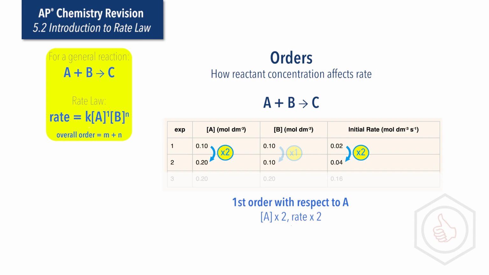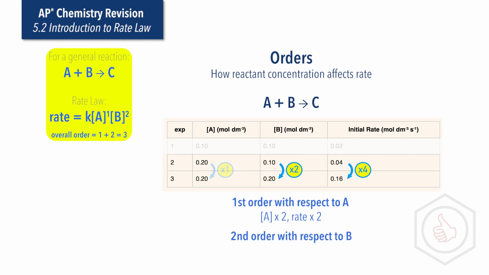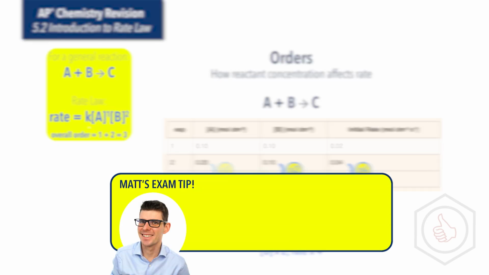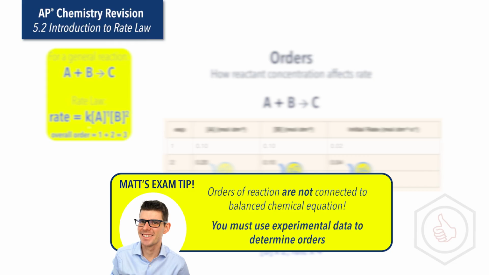First order. Experiments 2 and 3 both have the same concentration of A, but the concentration of B has now been doubled. But the rate of reaction has quadrupled. So the reaction must be second order with respect to B, because the concentration of B has doubled and the initial rate of reaction has quadrupled. 2 squared equals 4. Exam tip here: the order of reaction with respect to a particular reactant isn't connected to the balanced chemical equation. You must use experimental data to determine orders, never just the balanced equation.